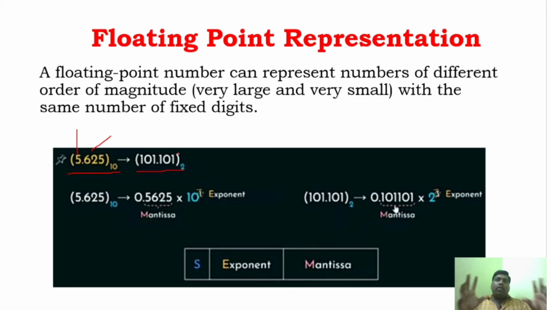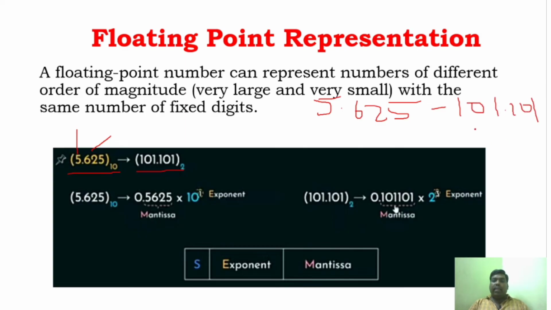If you have any doubts in binary to decimal conversion, we have already posted videos on decimal to binary as well as binary to decimal. You can go through that. So the binary value for 5.625 is 101.101. Now, as I said, in floating point the decimal point can move.